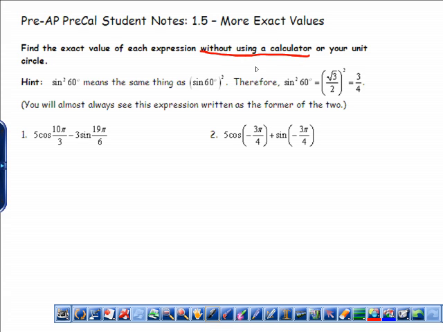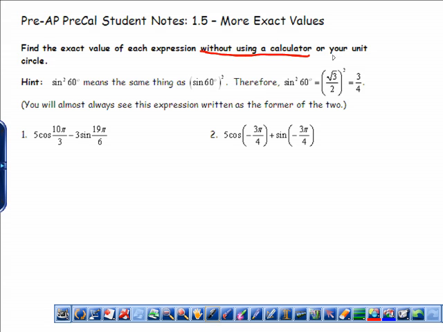You also should not be using your unit circle. Unit circle is a reference tool, but you'll not be able to use it on a test or a quiz. In the end, the ultimate goal here is to be able to do these things without a unit circle. However, there are some tools that you can use to help you along as you're doing this.